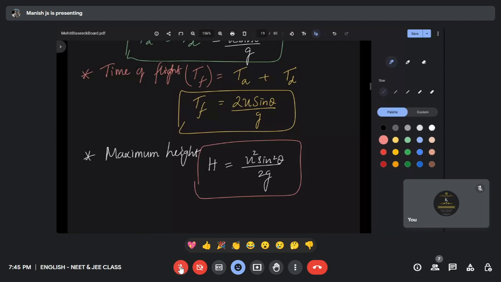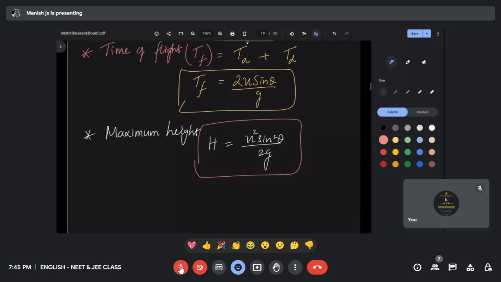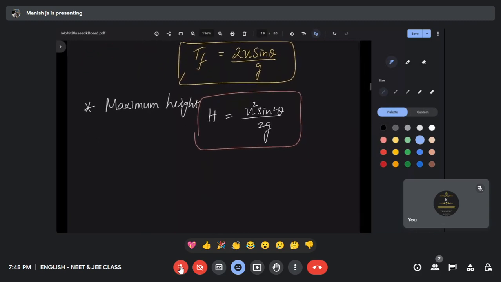This again you need to keep in mind. For maximum height reached by the projectile, again the theta value you can input the same way we did it for range. You can put the value of theta.